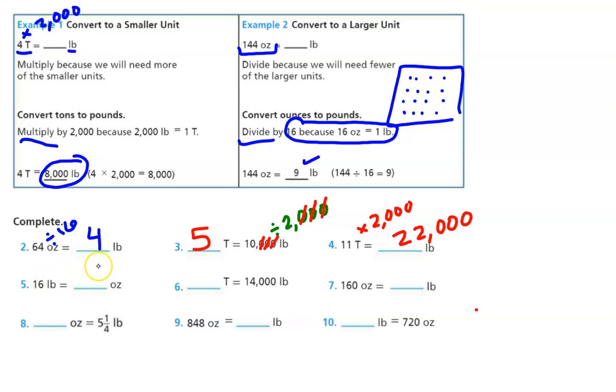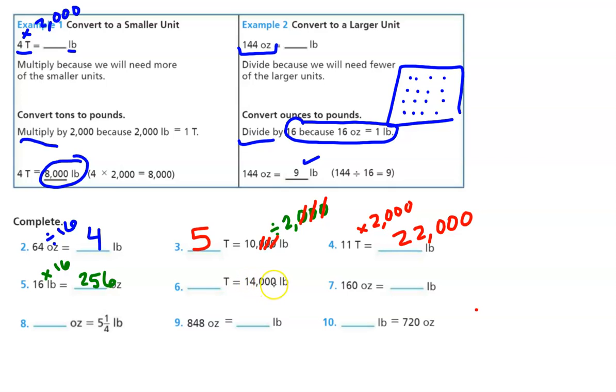Here I am converting to a smaller unit because ounces are smaller than pounds. So because of that, I'm going to multiply. And what I'm going to end up multiplying it by is 16, because there are 16 ounces in a pound. And 16 times 16, I'll save us a little bit of time, is 256 ounces. So that would be your answer to number 5.